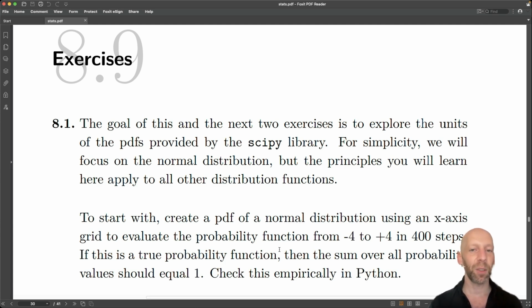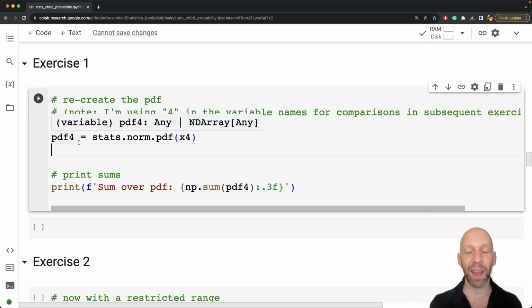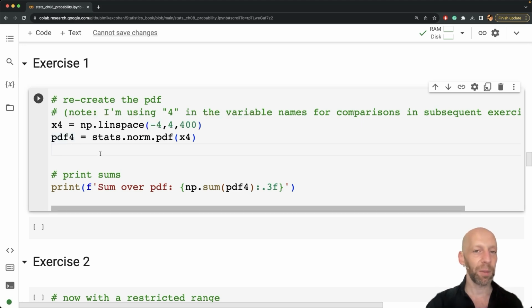Okay, so there's a little bit more to this exercise, but first I want to switch to Python and start working on this part, and let's see what happens when we sum all of the probability values in the PDF. So here I'm creating the x-axis grid spacing, -4 to +4 in 400 steps, and here I use stats.norm.pdf to create this variable PDF4. I'm calling this 4 because we're actually going to be using this variable again in the next exercise. If you haven't yet gone through the next exercise, that's totally fine, but it will be handy just to have these as separate variables.